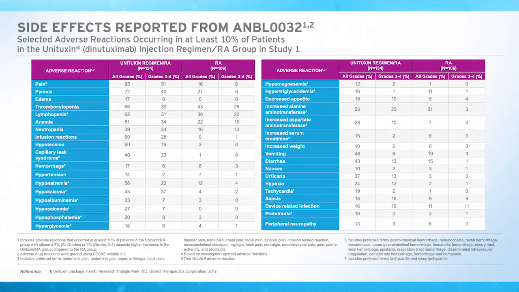These tables show selected adverse reactions that occurred in at least 10% of patients, and they compare all grades and grades 3 to 4 AEs in the Unituxin antibody plus RA arm with those in the RA alone arm.